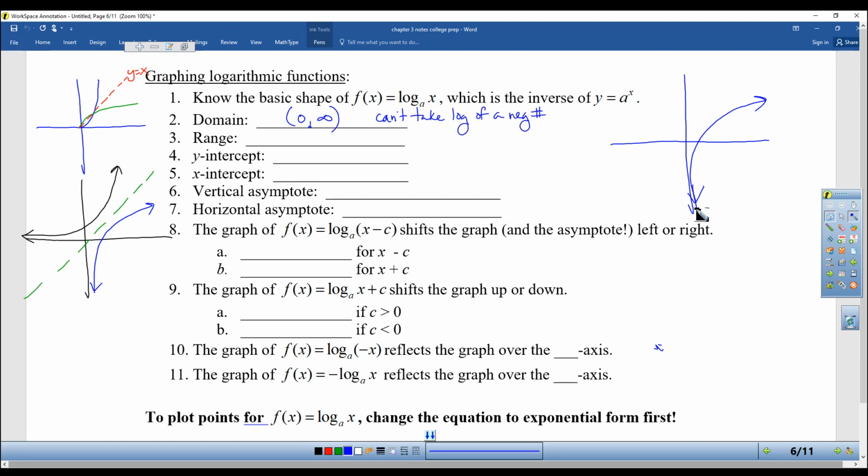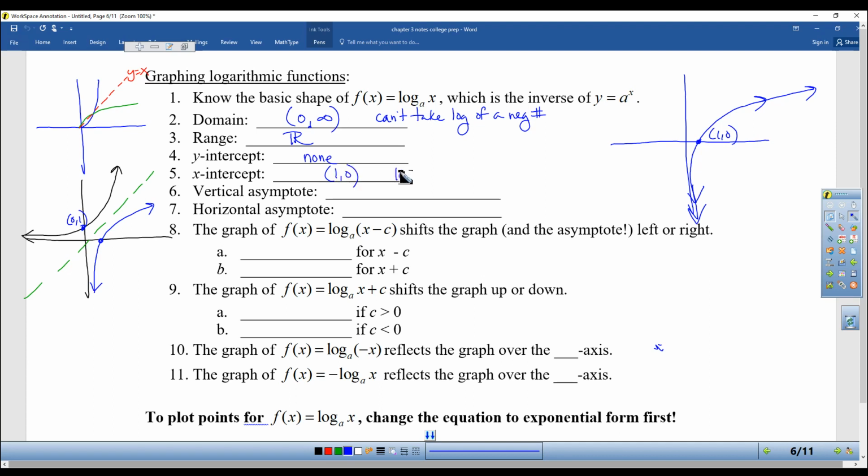Its range, however, will just keep going down, and even though it gets a little slower, it does keep going up. So the range is all real numbers. The y-intercept, there's none. It doesn't cross the y-axis, just like our exponential function didn't cross the x-axis. Remember, they're inverses. And our x-intercept, do you remember how this one was 0, 1? Guess what this one's going to be? 1, 0. So it's always going to cross at 1, 0.